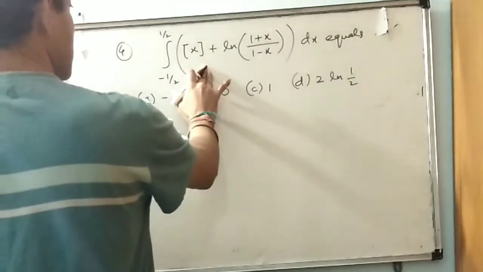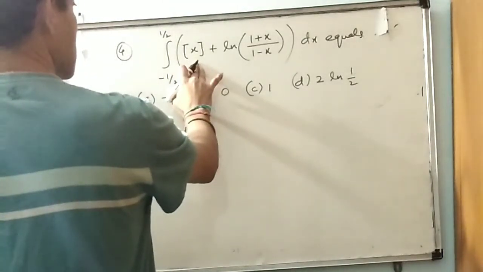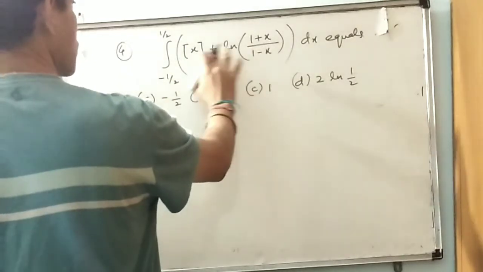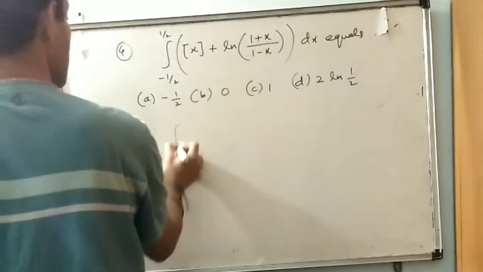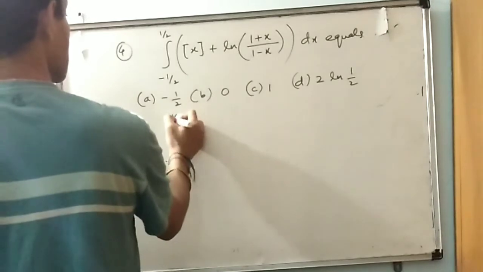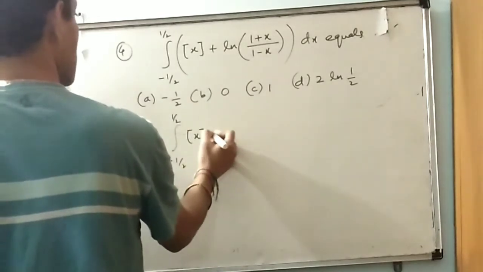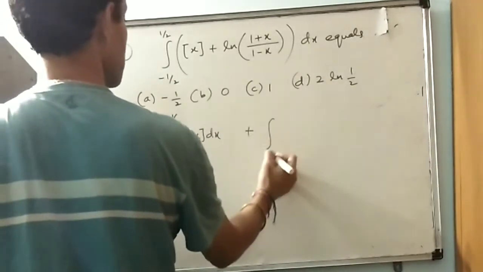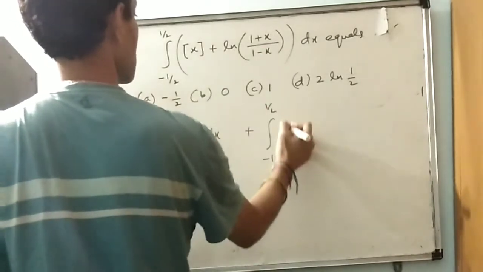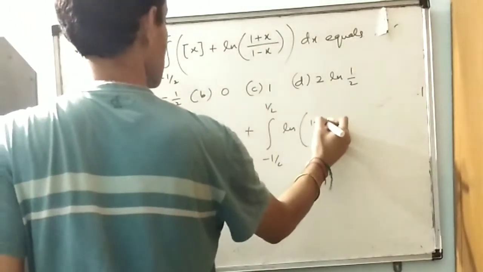This question should be split into two parts. First one is dealing with greatest integer, minus half to half. We'll talk about this later on. First talk about the other function, minus half to half log of (1 plus x) upon (1 minus x).